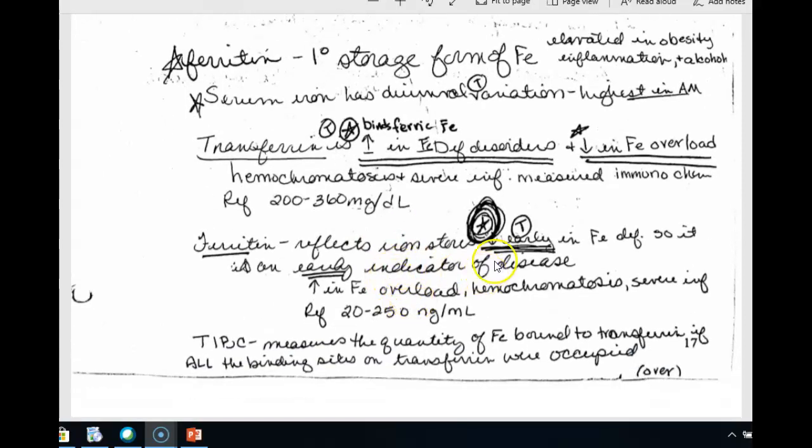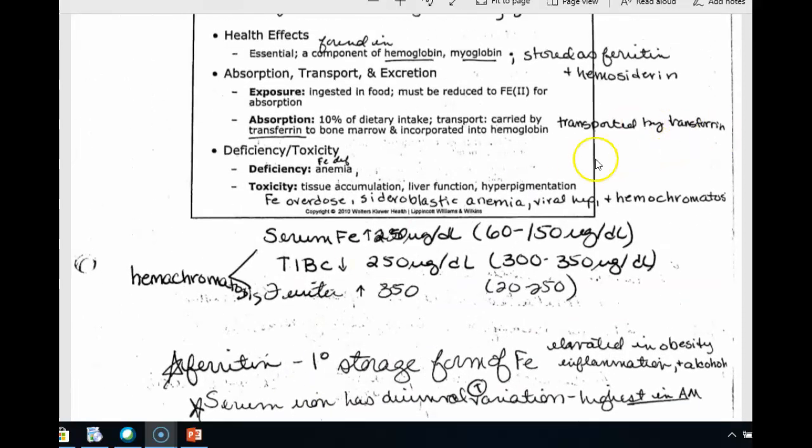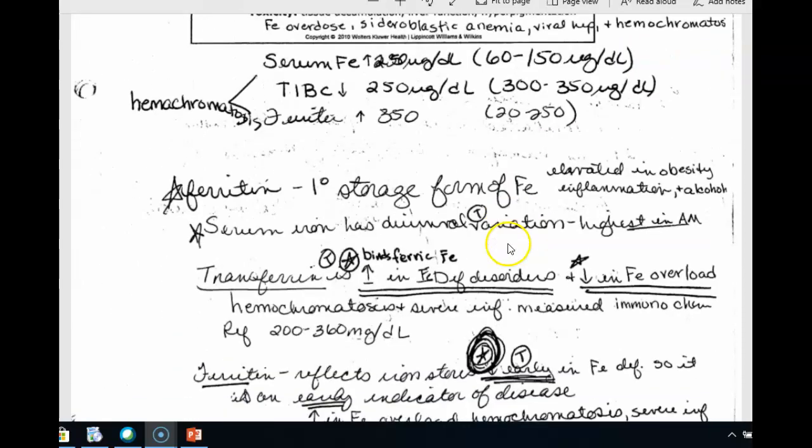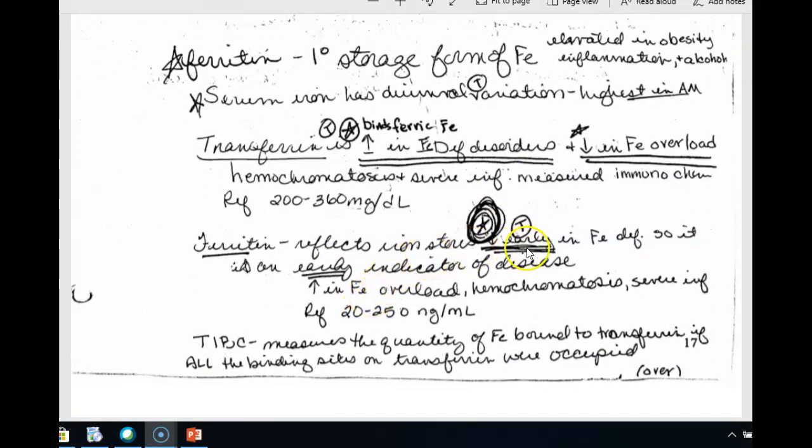Ferritin will reflect iron stores early in iron deficiency, so it is an early indicator of the disease. Remember, ferritin is a storage form of iron. It will be increased in iron overload, hemochromatosis, and severe infection. Okay, so those are cases of increased iron. Again, the reference range 220 to 250.